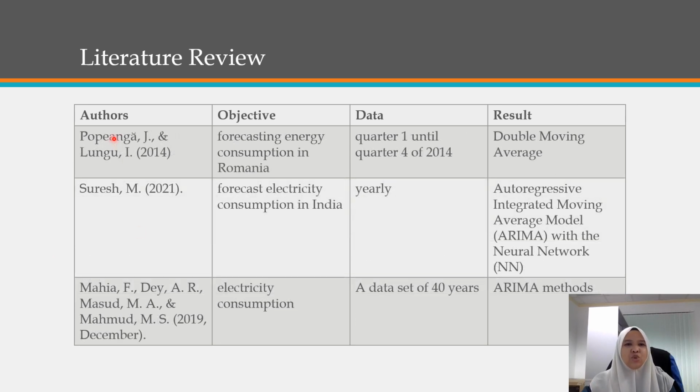This paper used quarterly data from quarter 1 until quarter 4 of 2014 to forecast energy consumption in Romania. The results said that double moving average is the best technique. And then Suresh, whose objective was to forecast electricity consumption in India. The data is yearly, and he used ARIMA and NN to conduct the forecast.